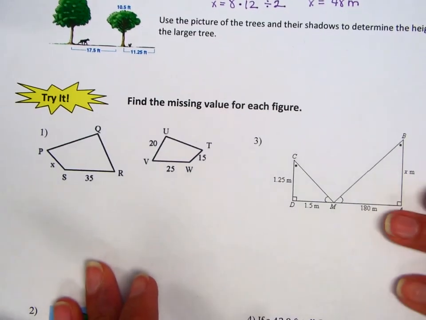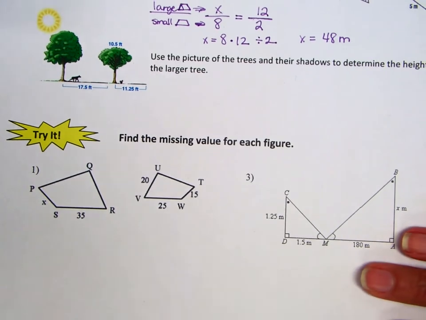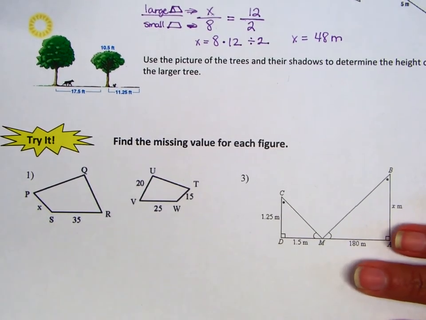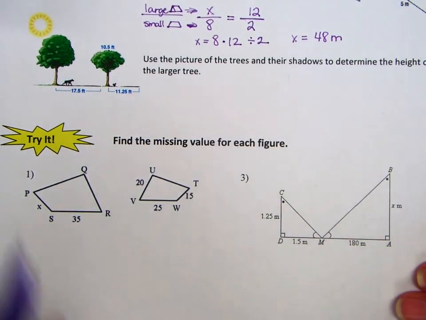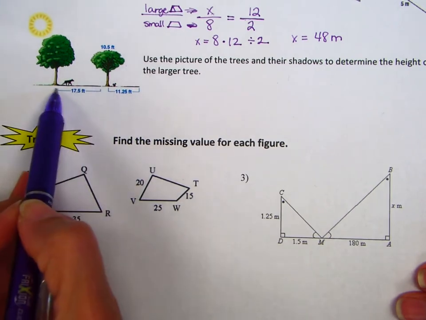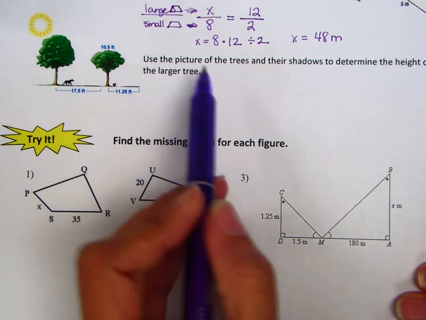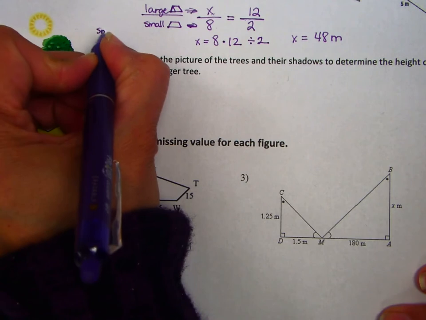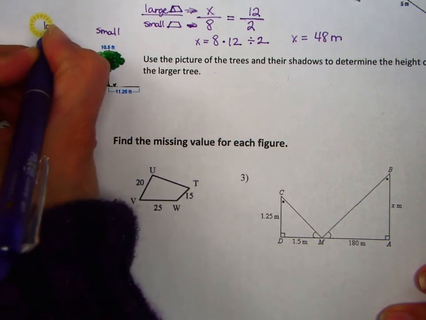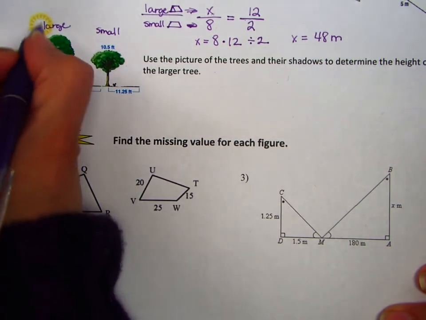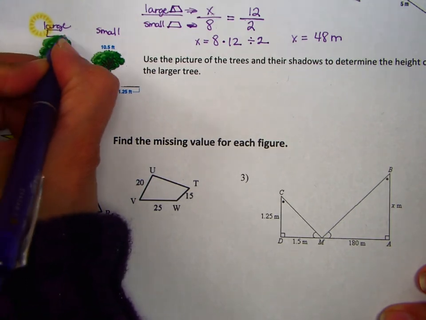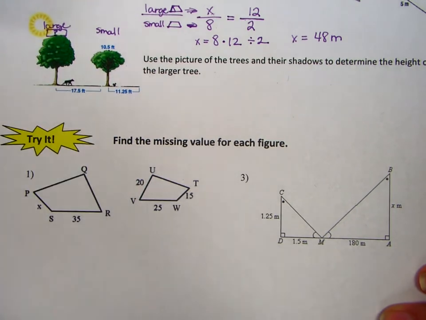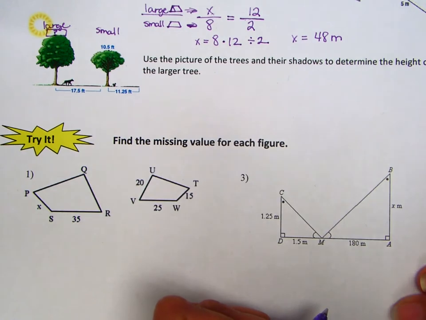Let's try it with our trees. With a picture, we can do the same thing. We have, again, trees and their shadows. And we're going to use the picture of the trees and their shadows to determine the height of the larger tree. So it looks like we have a small tree and a large tree, and we are missing the height of the larger tree. So let's use proportions.